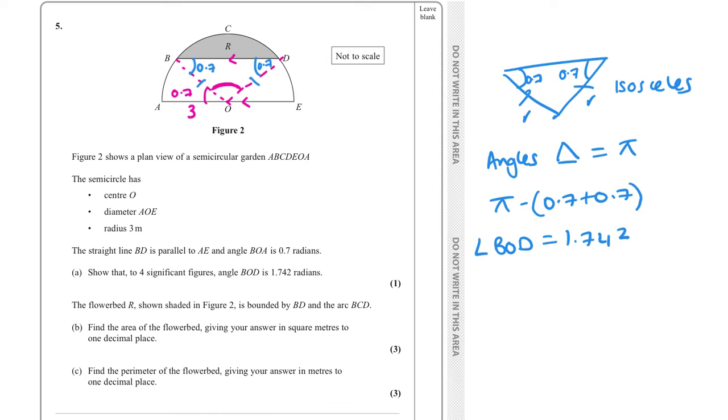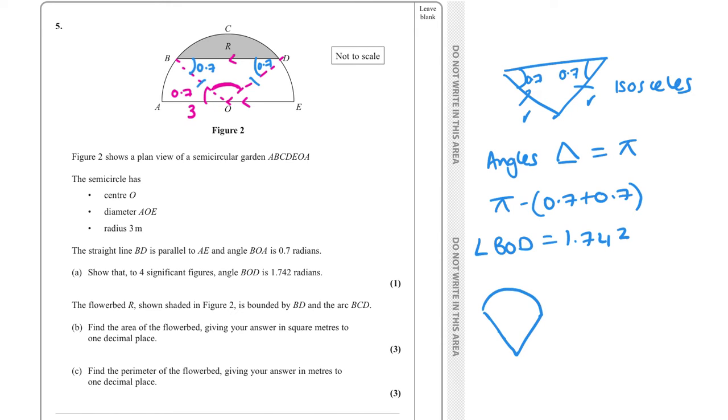Right. Then it says the flower bed R shown shaded in figure 2 is bounded by BD and the arc BCD. Find the area of the flower bed giving your answer in square metres. Okay, so we want the flower bed. So basically, step 1.